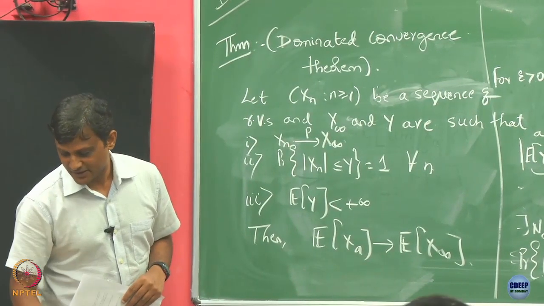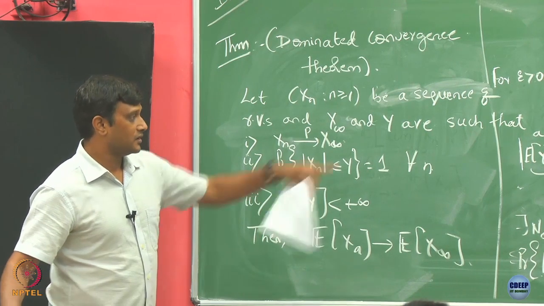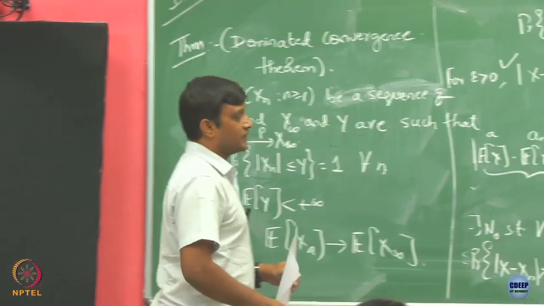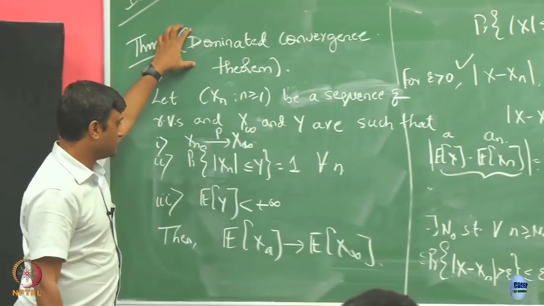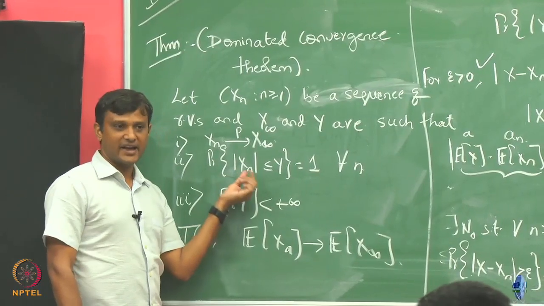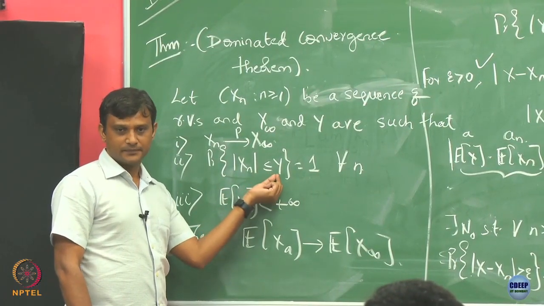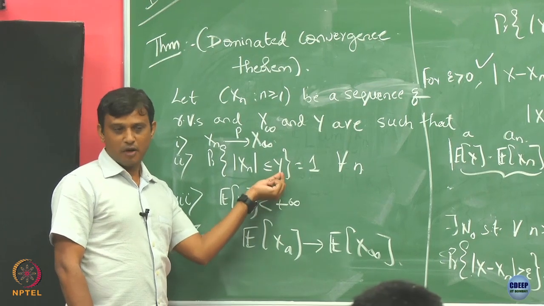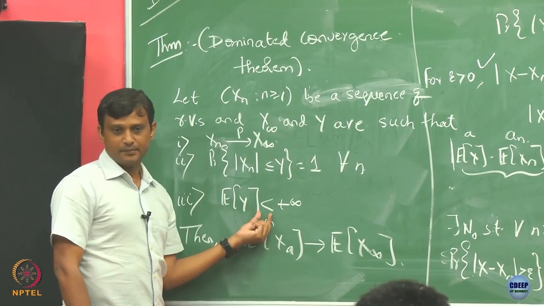So this is just a slight generalization of this bounded convergence. Instead of boundedness, now we look at domination. We are going to say that this sequence is such that all terms are dominated with probability 1 by a random variable y, and this dominating random variable is such that its mean is bounded.